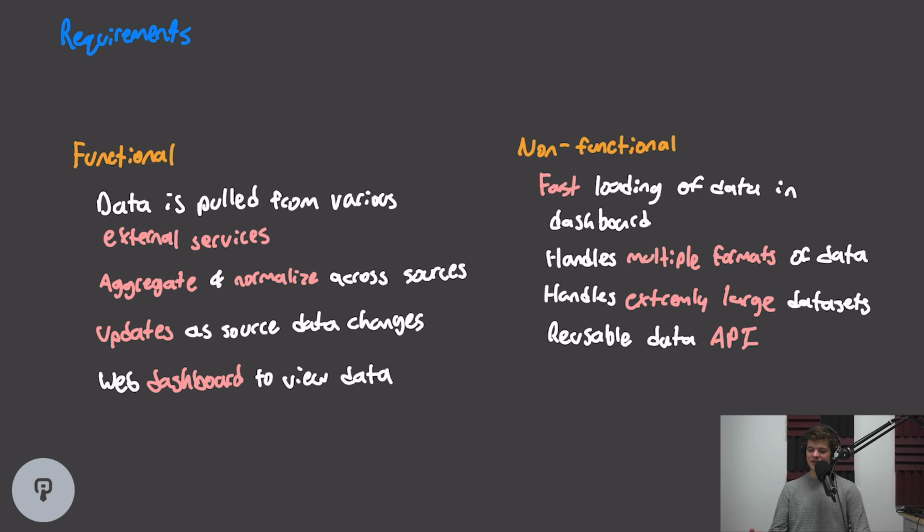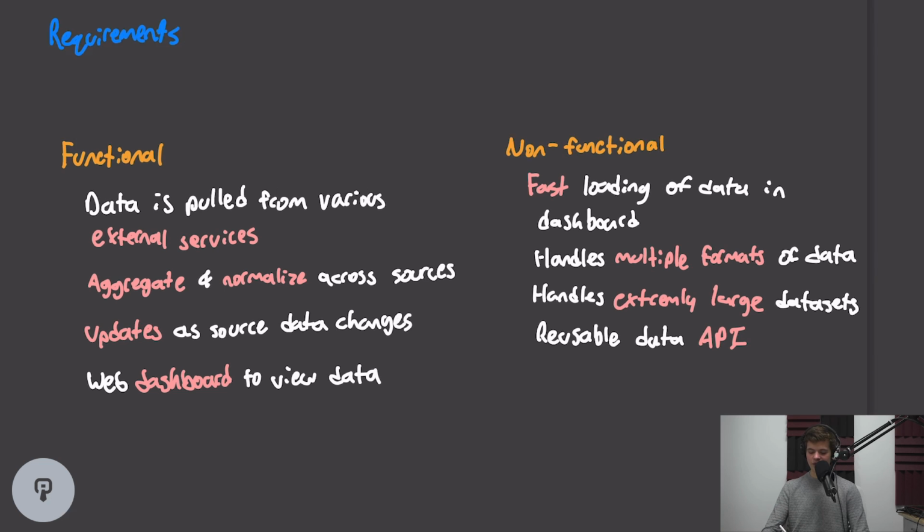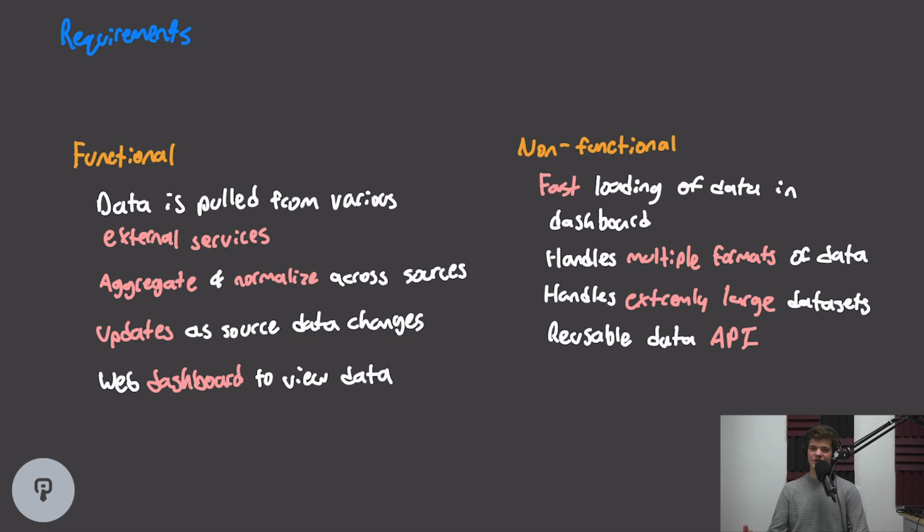Once we have that data downloaded, we're also going to want to be able to aggregate and normalize data across multiple different data sources. So we might have two different data sets from two different providers that we want to join together and generate aggregate insights on. We also want our data analysis to update as the source data changes. So for example, if the source data set updates once every day, we should rerun our entire data process once every day to make sure that we always have the most up-to-date version of the data.